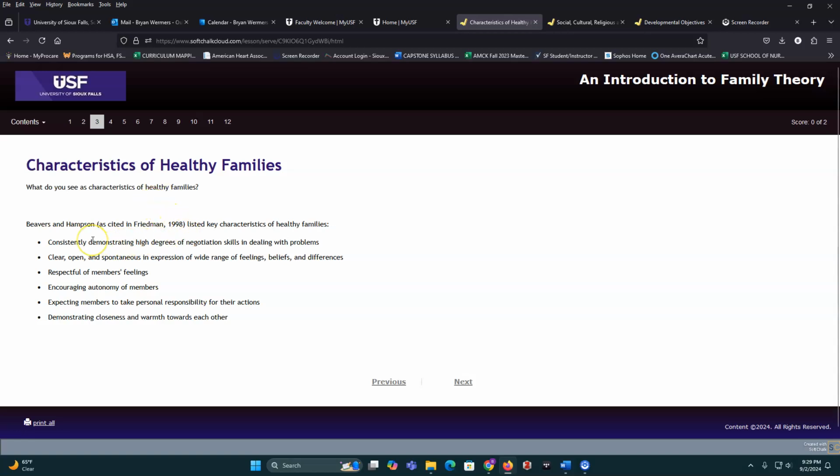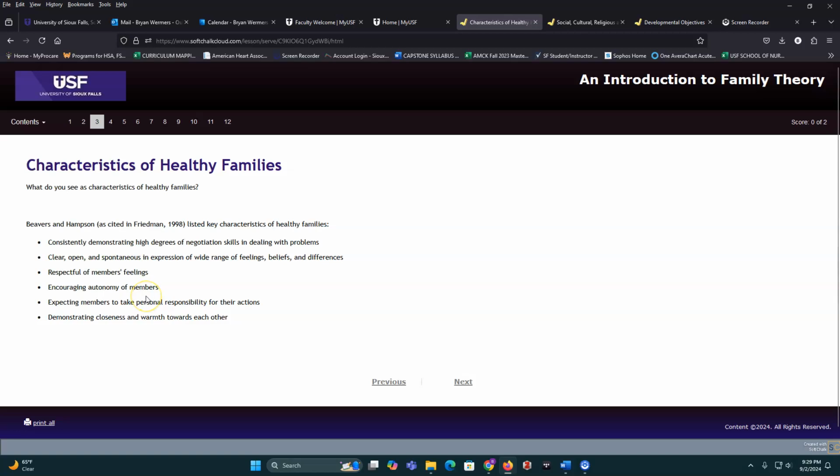So Beavers and Hampson described a few different things. They said demonstrating a high degree of negotiation skills, so dealing with problems and working together. Clear, open, spontaneous expression of a wide range of feelings. Being able to talk about when you're sad or when you're happy or when you're excited or when you're anxious, and being able to openly talk and communicate about that. Being respectful of members' feelings, both ways. So kids should be respectful of the parents, and parents should be respectful of the children.